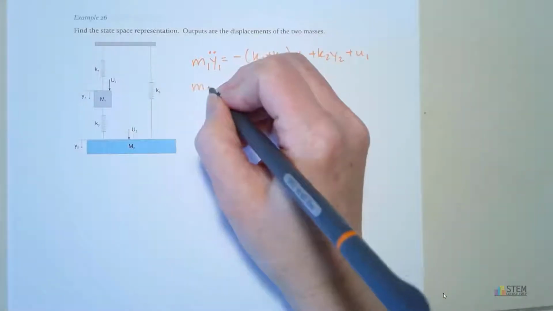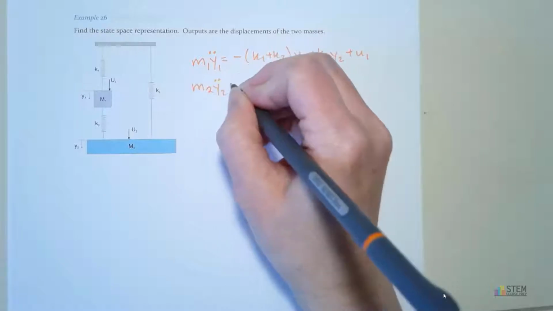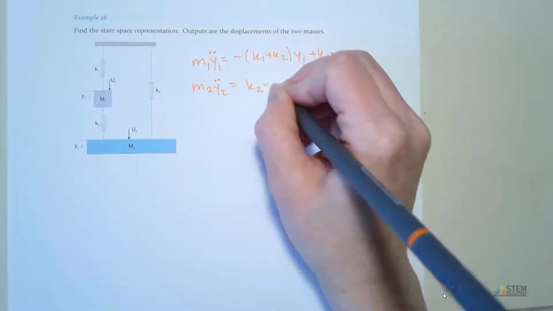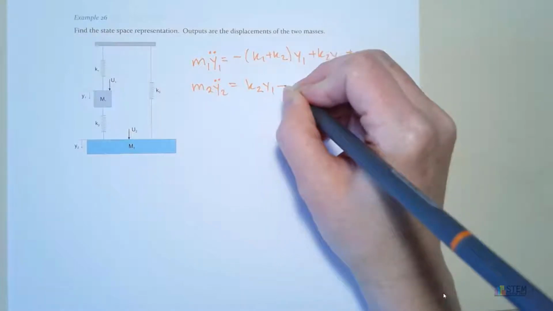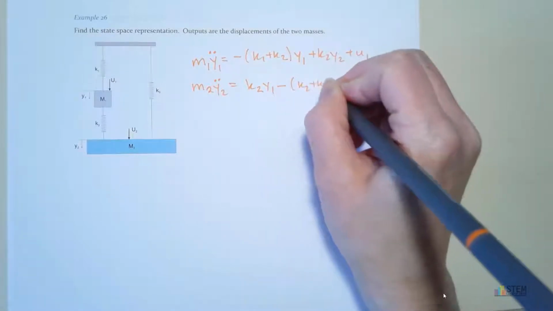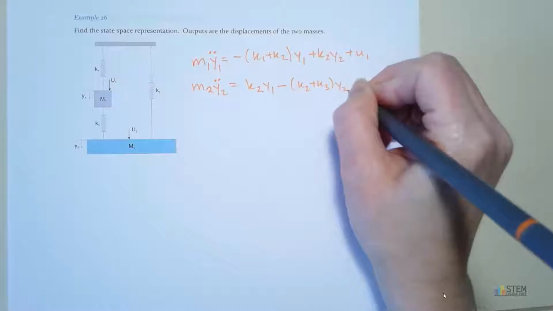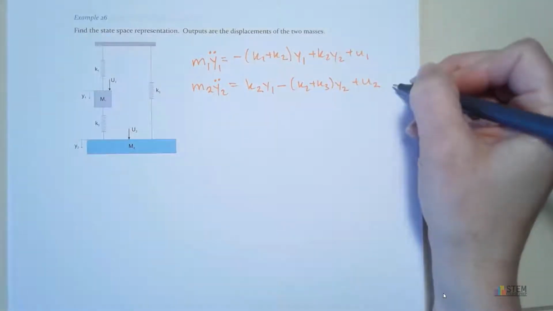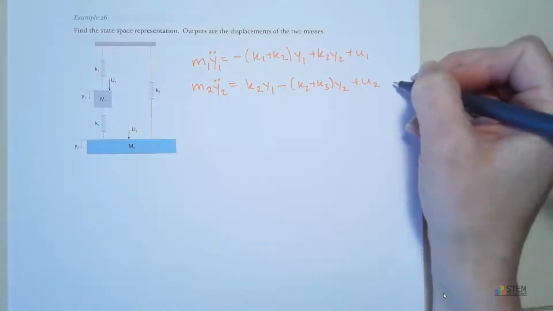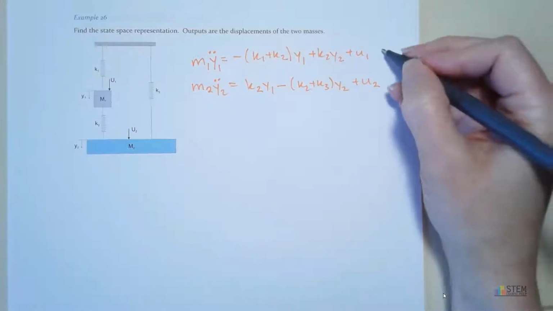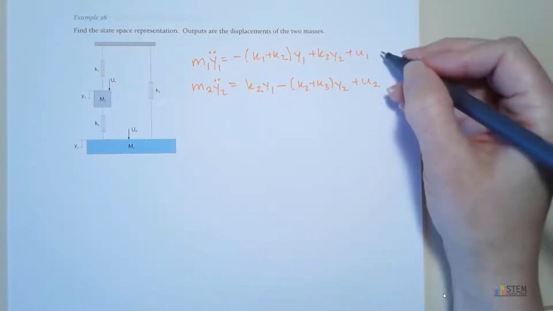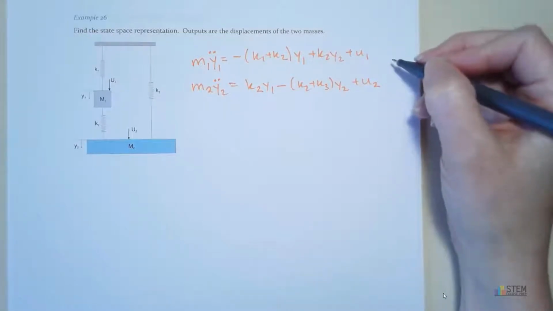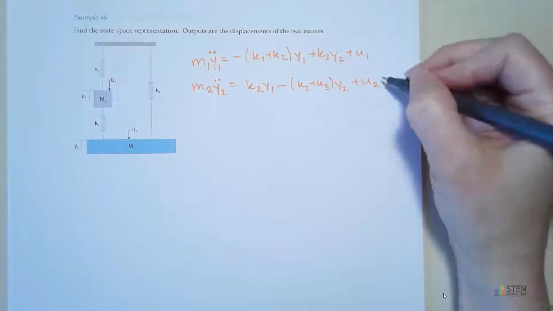And then the one for M2 is M2 Y2 double dot equals K2 Y1 minus K2 plus K3 times Y2 plus U2. So those are your two equations of motion. So again, do it the long way by drawing out the free body diagrams, or you could use the impedance method and then do the inverse Laplace of all the terms to get the differential terms.